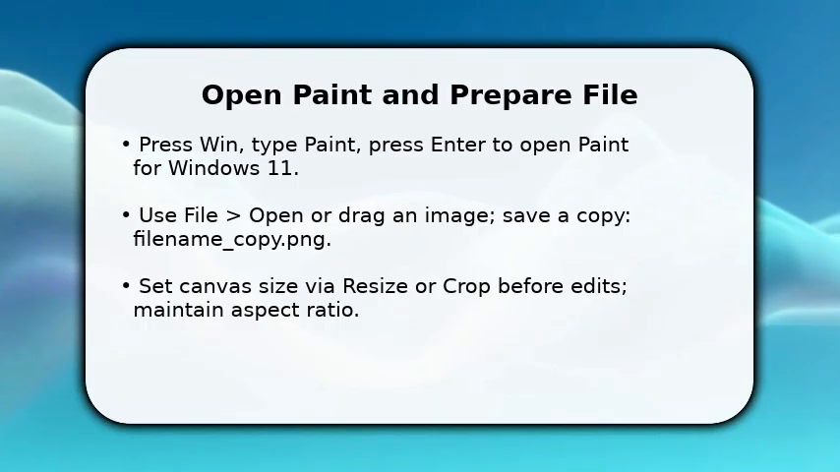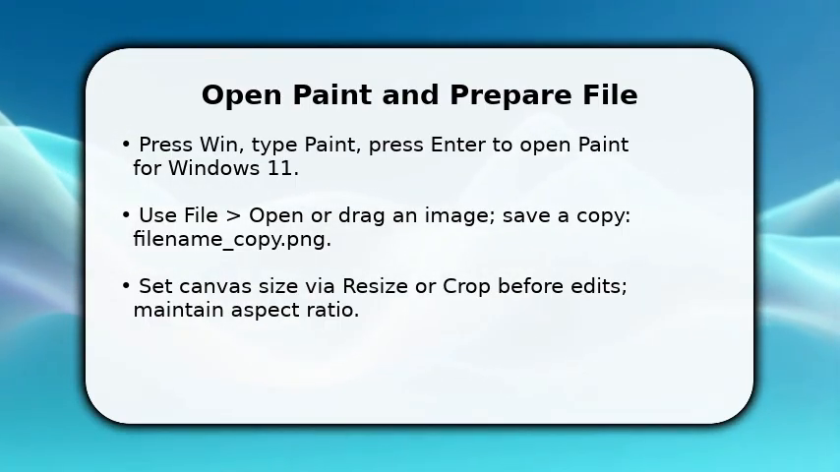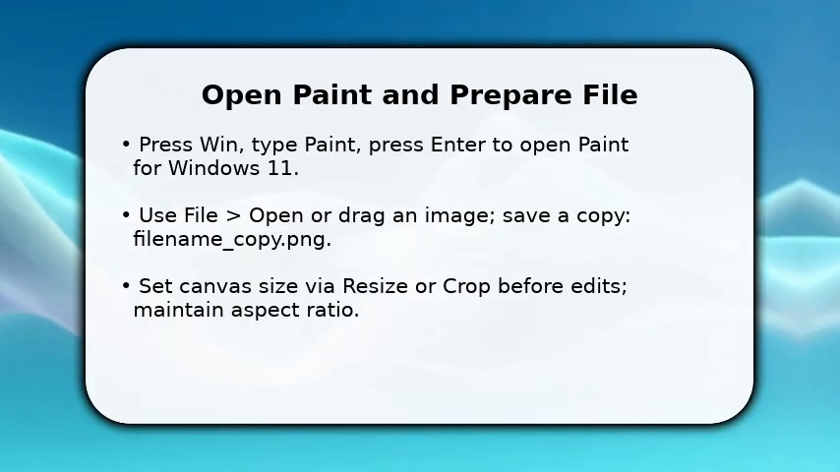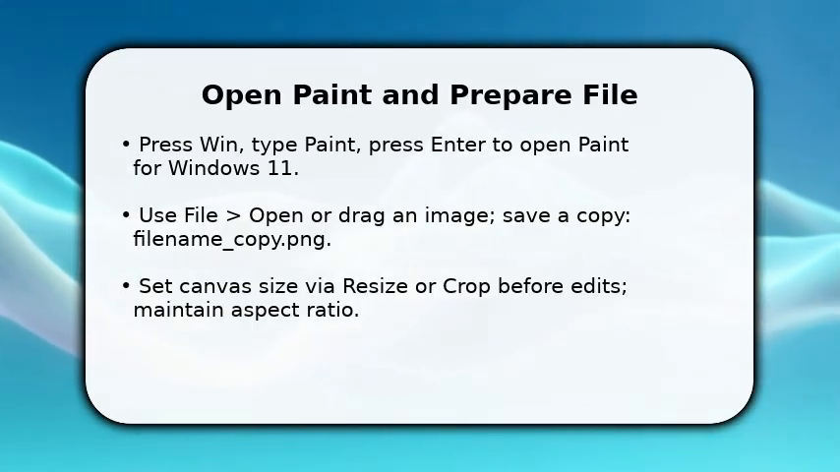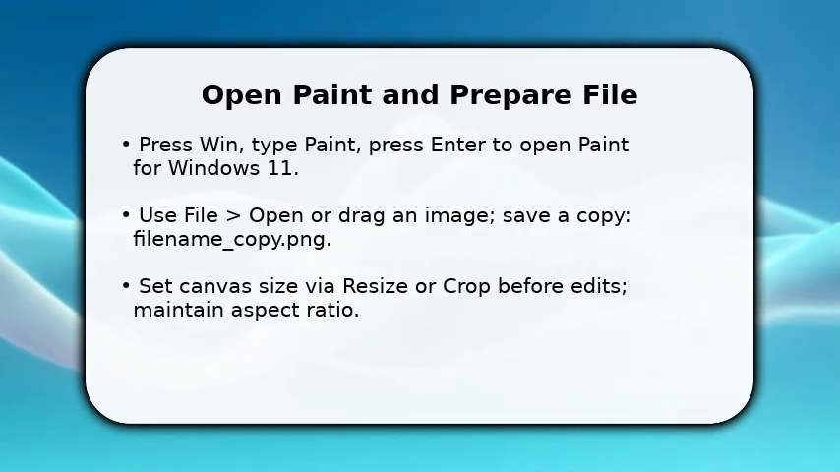You start by opening Paint immediately. Press the Windows key, type Paint, and hit Enter. Once done, open your image using File Open or drag it in. Make a backup copy so you can undo major mistakes.